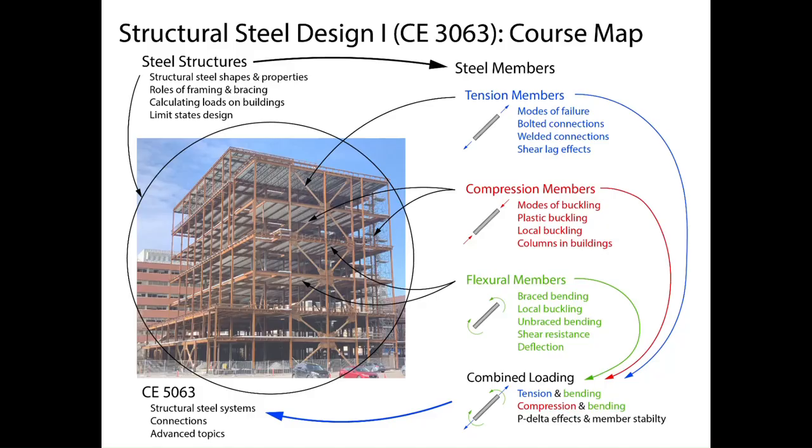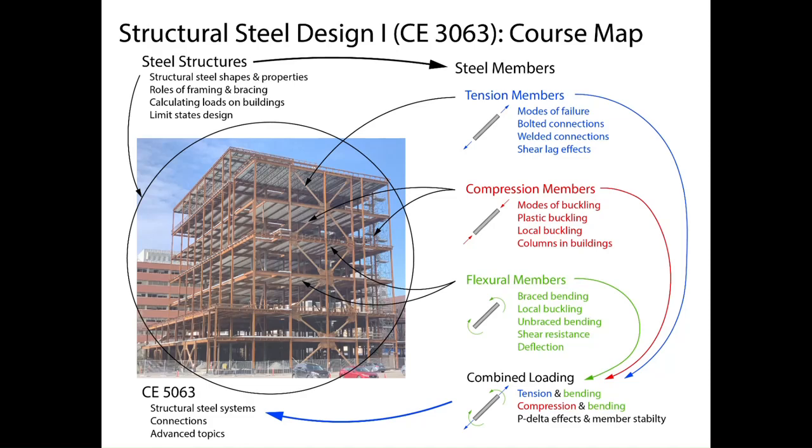So we talked a lot about steel members. From lecture 11 onwards, we talked about tension members. We looked at modes of failure. We looked at welded and bolted connections. And for each of those, we discussed the shear lag effects and how the net effective section is less than the net section when we're calculating the tensile rupture strength of those kinds of members.